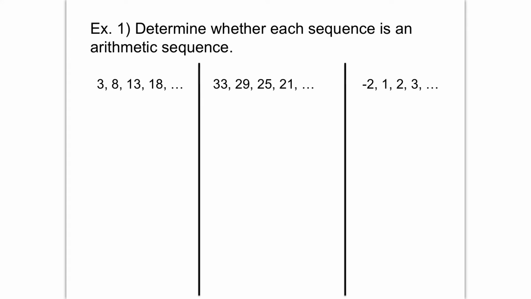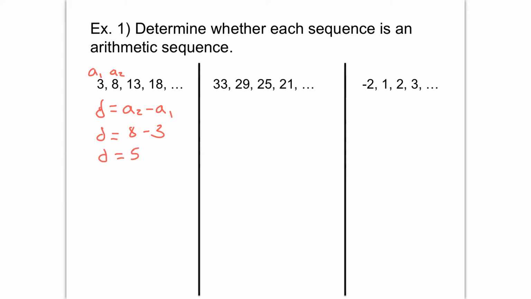Now if you guys are not sure what the common difference is, you can take the second term, a sub 2, minus the first term. In this case, this is the second term, 8, and you subtract the first one, which is 3, a sub 1. So my common difference here is 5.